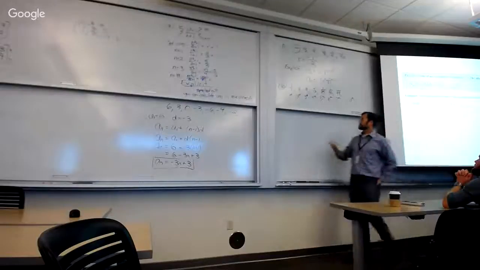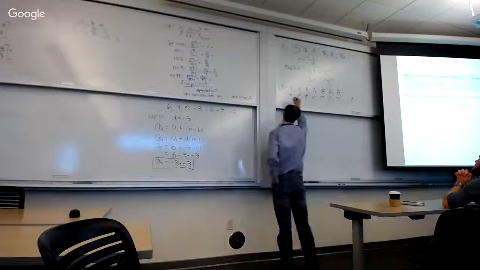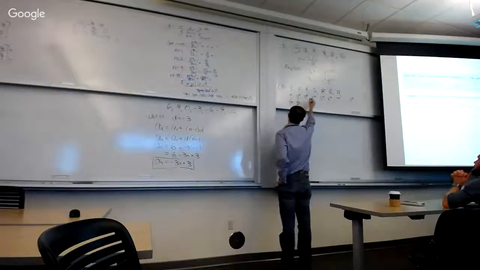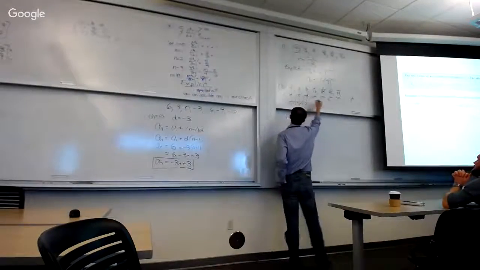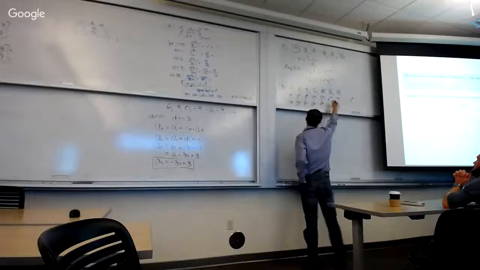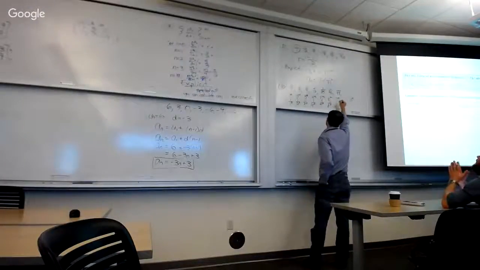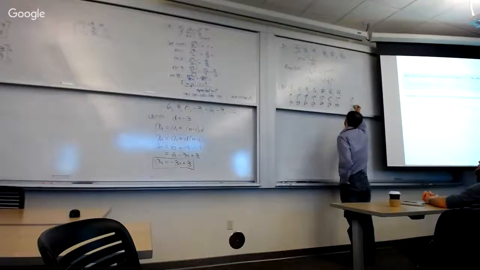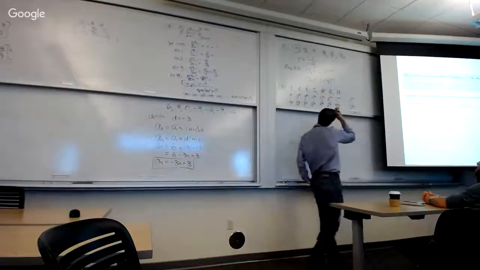And it's even more obvious if you actually rewrite 4, 9, 16. So the first term is 1 over 1 squared. The second term is 1 over 2 squared. The third term is 1 over 3 squared. And the fourth term is 1 over 4 squared. And the fifth term is 1 over 5 squared. And the sixth term is 1 over 6 squared. And the seventh term is 1 over 7 squared. So the nth term is 1 over n squared.